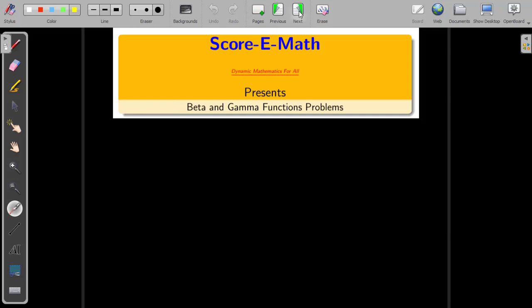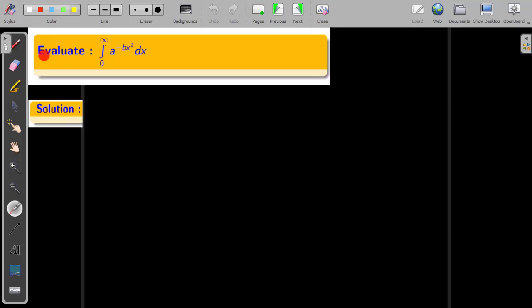Let's get started. The question is: evaluate the integral from 0 to infinity of a power minus bx square dx. So we need to use beta or gamma definitions to evaluate this definite integral. Let's start the solution. So we have the given definite integral.